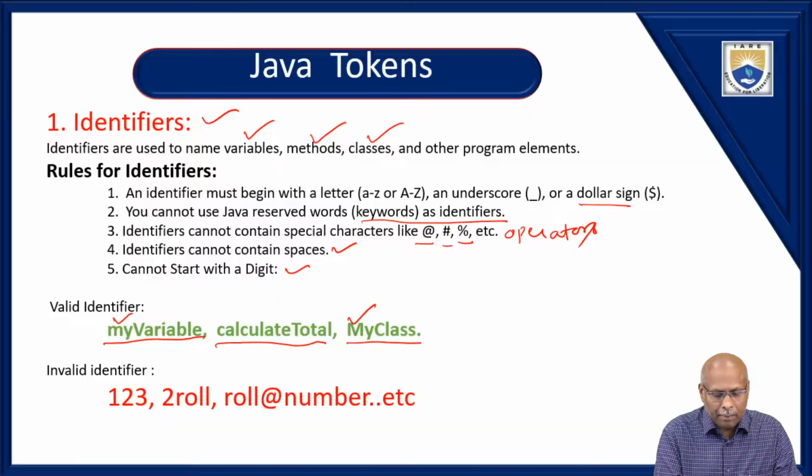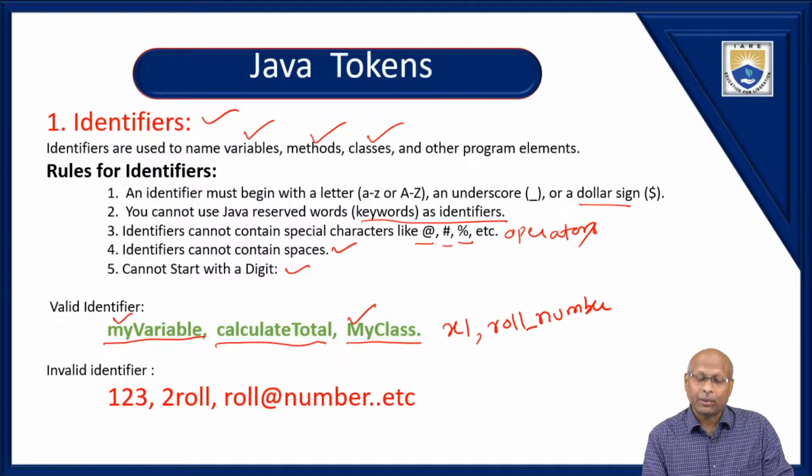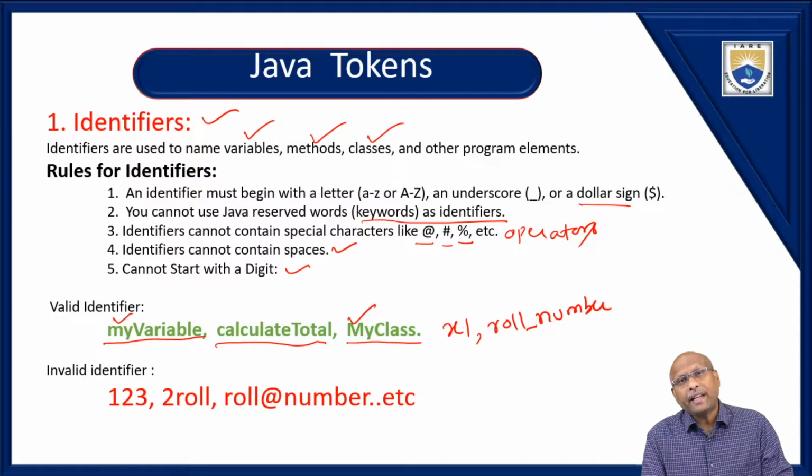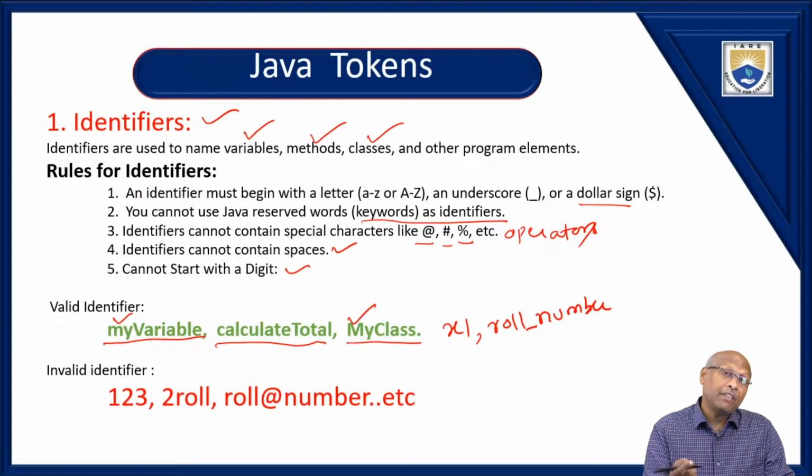Similarly, I may write, for example, x1. That is also valid. Similarly, I can write roll underscore number. That is also valid because underscore is also allowed. So these are the set of identifiers. These are valid ones. And there are some invalid identifiers also. Actually, these valid or invalid, how will you know?